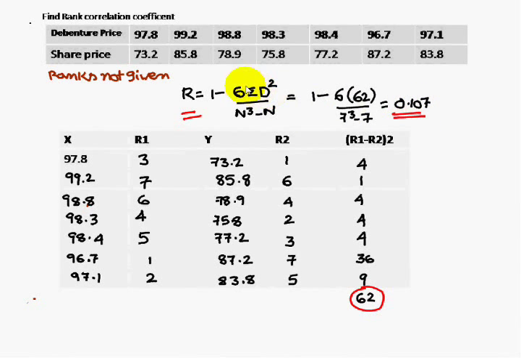So always remember this formula: r is equal to 1 minus 6 sigma d square by n cube minus n. The rank correlation coefficient is 1 minus 6 sigma d square by n cube minus n. To find the rank correlation coefficient, you always require the ranks. That you always have to remember. Thank you.